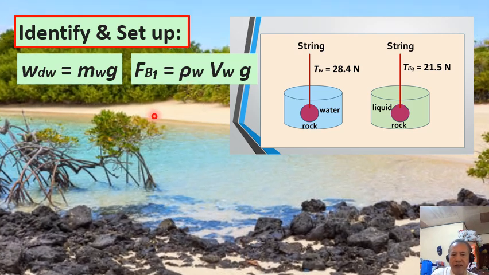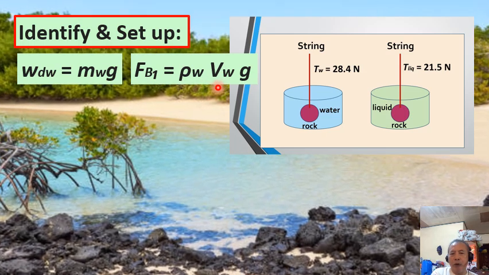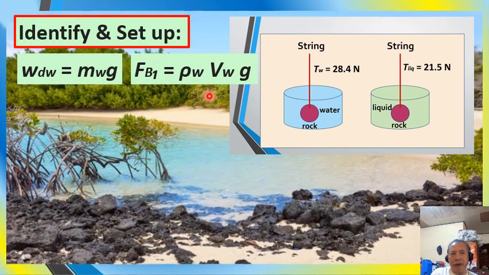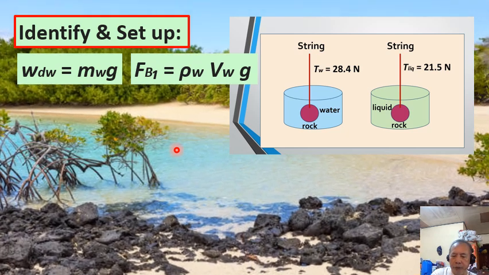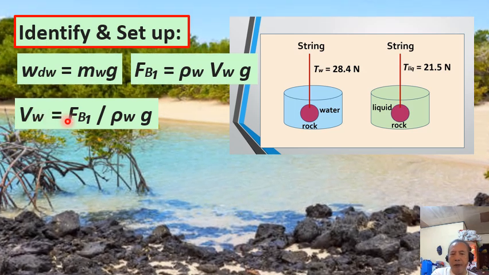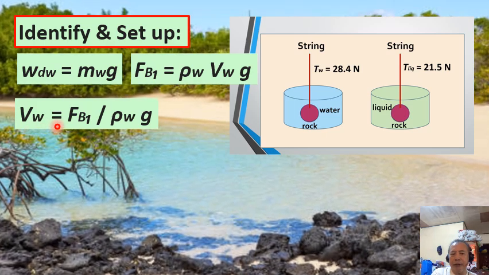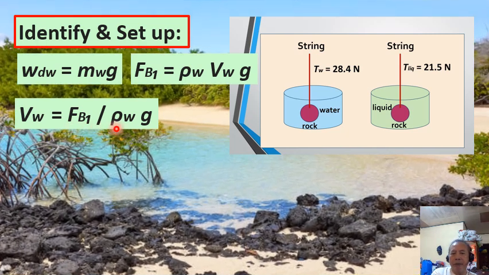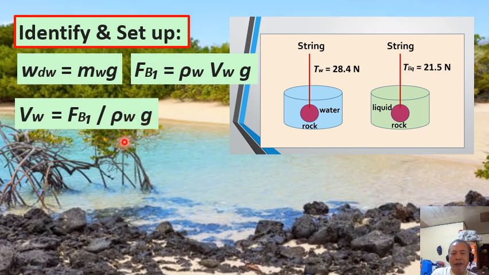But since what we are interested in here is to find the volume of the water displaced, when the rock is fully submerged in the water, V sub W, or the volume of water displaced, is also equal to the volume of the rock. So transposing and isolating V sub W, we have the buoyant force F sub B1 divided by the density of water, rho sub W, times acceleration due to gravity g.